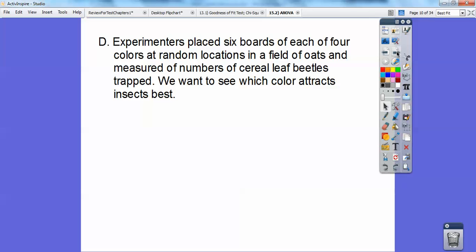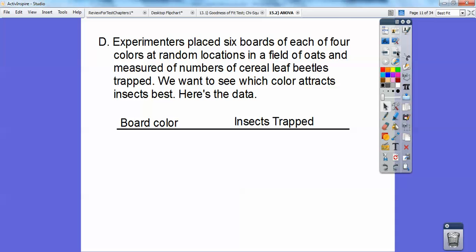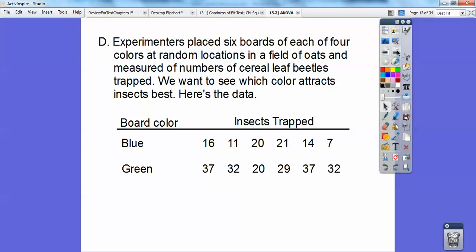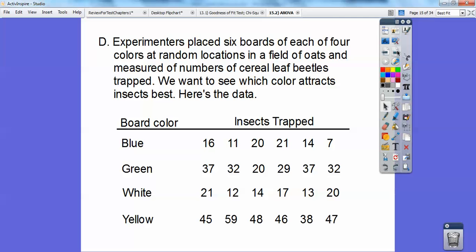Here's an example. Experimenters placed 6 boards, each of 4 colors, at random locations in a field of oats, and measured the number of cereal leaf beetles that were trapped. We want to see which color attracts the insects the best. Here's the data. For the blue boards, on 6 boards they got 16, 11, 20, 21, 14, and 7. Then they did green, white, and finally yellow, and these are the numbers for each.